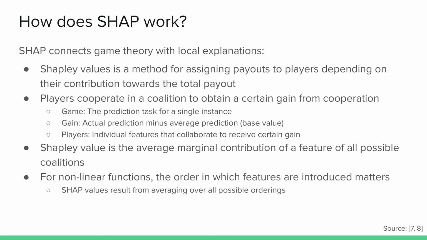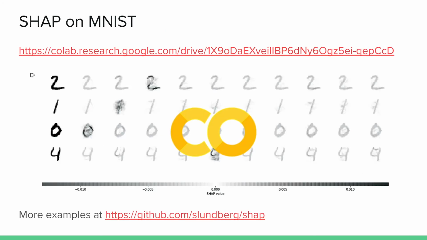So the Shapley value is the average marginal contribution of each feature over all of these coalitions, and by coalition I mean the combination of features. And for nonlinear functions, and in our case with neural networks, we have nonlinear functions, the order matters, so we have to average over all of these possible orderings. And in their work, what they show with their implementation of SHAP, is that you can do this quite effectively and efficiently. And let's take a look at another example here.